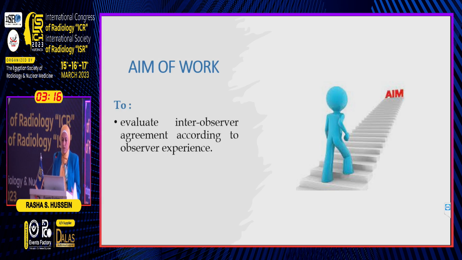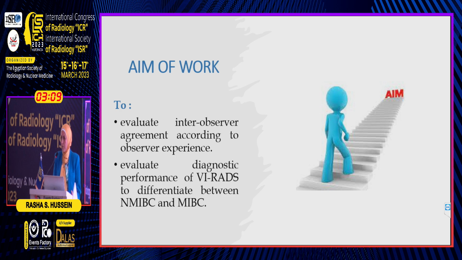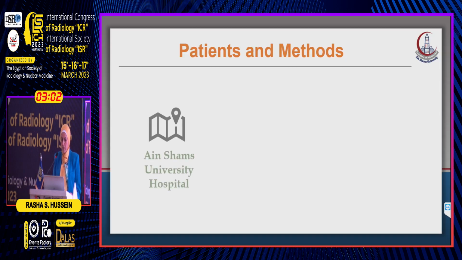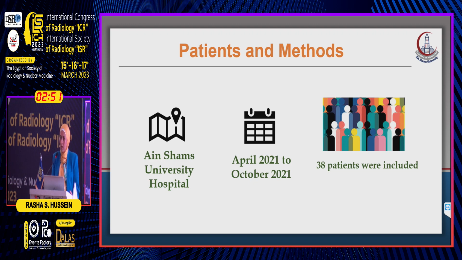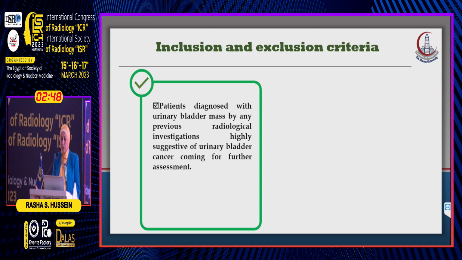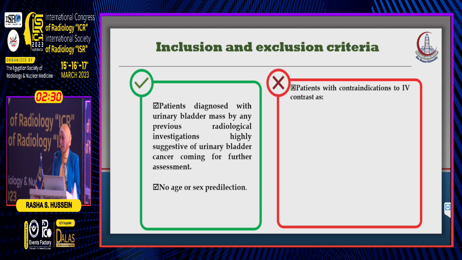Our aim of work is to evaluate the inter-observer agreement according to the observer experience, and also to evaluate the diagnostic performance of the VI-RADS to differentiate between muscle invasive and non-muscle invasive bladder cancer. This is our patient group. We performed this study in Ain Shams University Hospital from April 2021 to October 2021, and 30 patients were included, males and females. The inclusion criteria include patients with diagnosed bladder cancer by any imaging modality. No biopsies were performed to avoid bias for under or overestimation of muscle invasive disease, with no age or sex predilection. The exclusion criteria include any contraindication for IV contrast injection such as allergy or renal impairment.